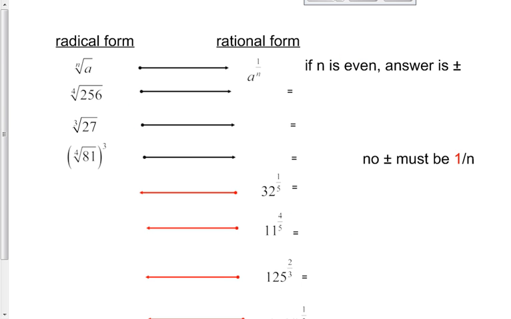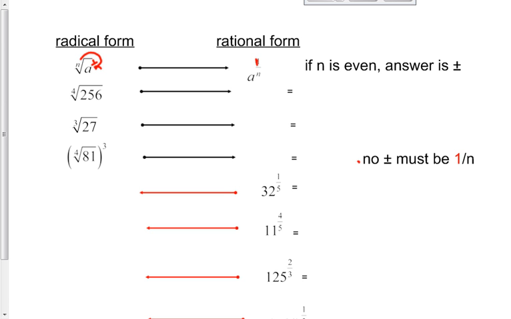On this slide, we're just going to be practicing going back and forth between radical form and rational form. On the left side, we've got radical form. So the first one is the nth root of a. If I write that in rational form, the index becomes the denominator on my fraction, 1 over n. And if that n power is even, remember we have to put in a plus and minus sign, and that's only if I've got a 1 on the top. I write that in a note there off on the side.